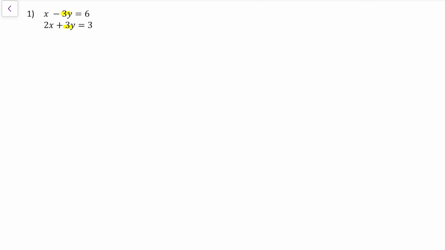My next step is to add or subtract them in order to get rid of the y's, or have the y's cancel out. So in this case, I have a negative 3y and a positive 3y. This is where we look at those signs. If I want to have them cancel, am I adding those numbers together or am I subtracting? I'm going to add, because negative 3y plus a positive 3y is going to give me 0y. And so I'm going to add these two equations together.